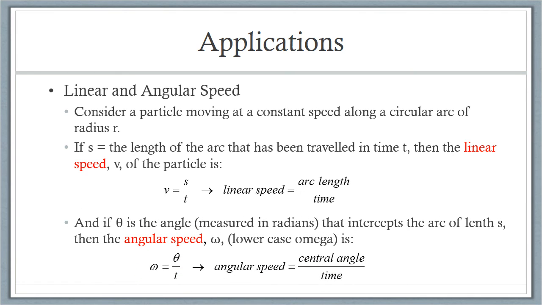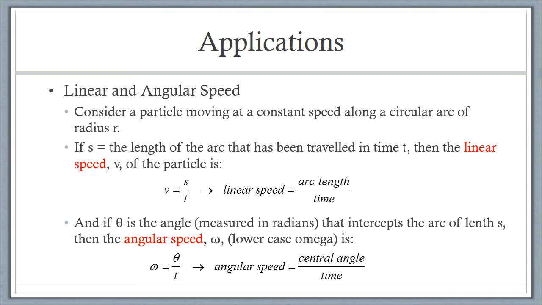Now we have a different type of speed that's associated with motion in a circle. We also have what's called angular speed. Angular speed measures how fast the angle is changing from the starting point on. So it's how fast the angle is changing for the circular path of that car.